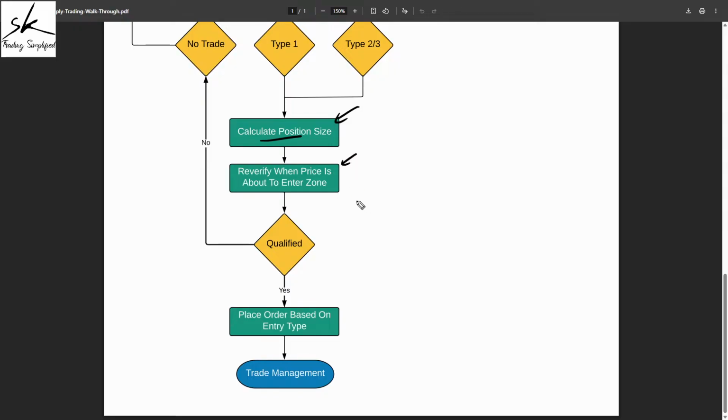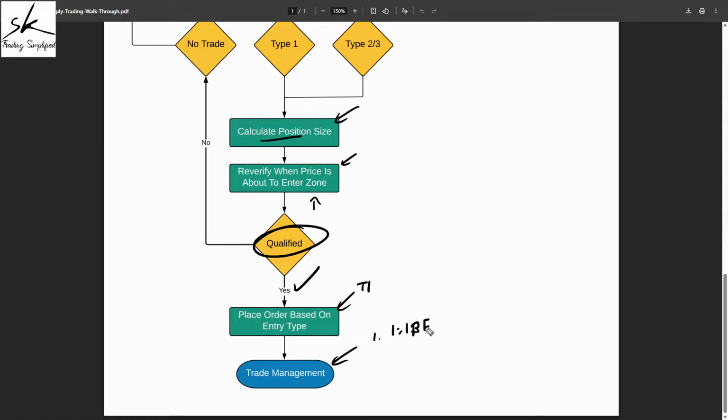Whenever the prices are back, we'll have to re-verify, because markets are not static, markets are dynamic. Conditions are changing almost every other second. So before entering the trade, we need to verify, does it still qualify based on our trade plan? If the answer is yes, you place your order based on the entry type, in this case a type 1 trade.